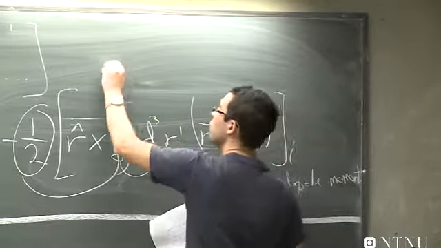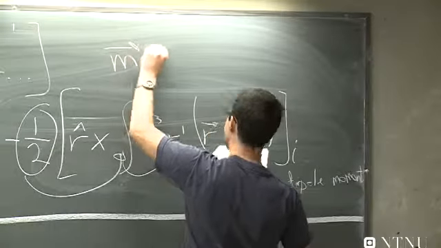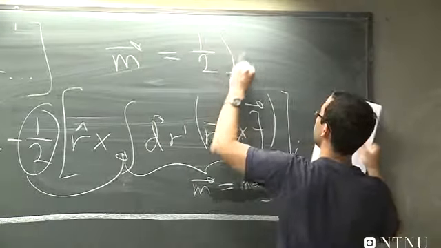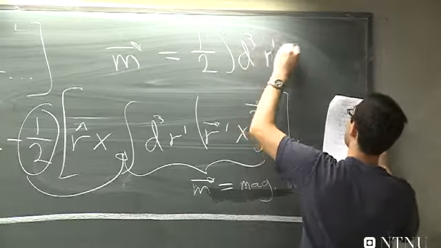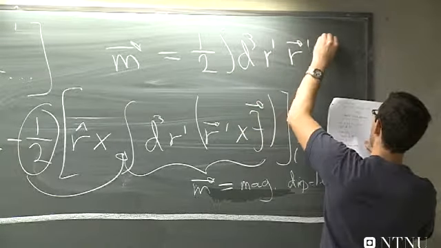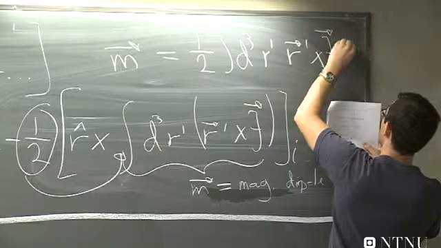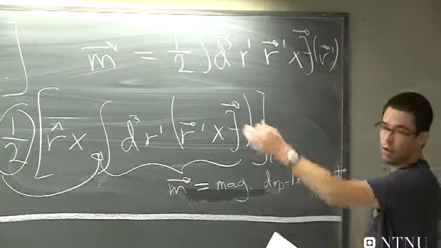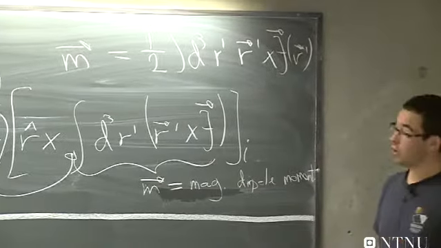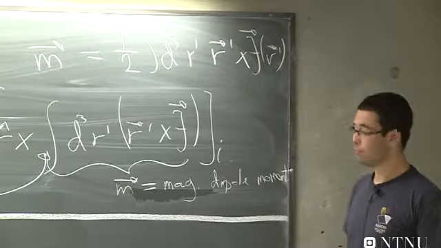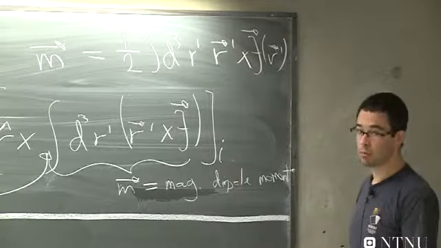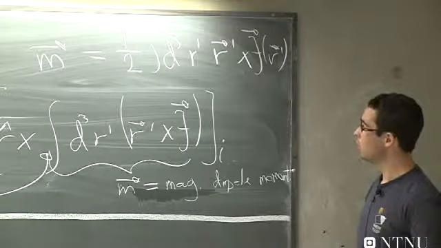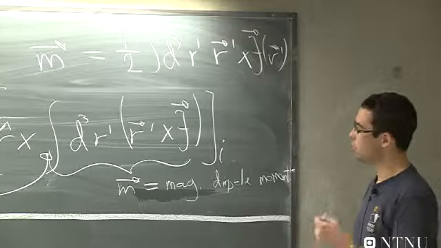So now, m like this. So I just calculate this integral. I find the magnetic dipole moment. It looks much like the electric dipole moment, except now I've got a cross product here. That's of course, well, in magnetic fields, these cross products show up everywhere.